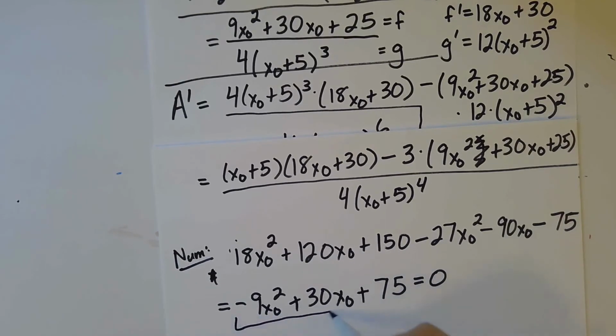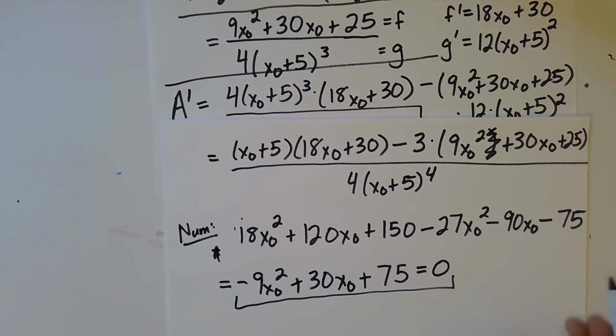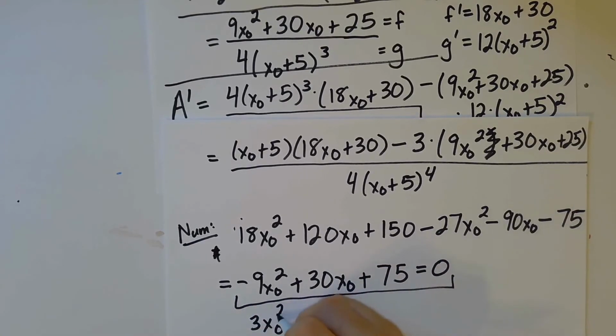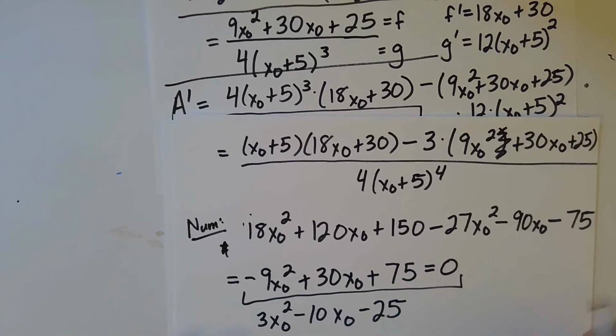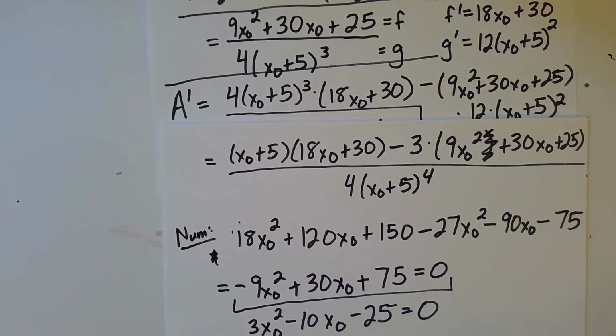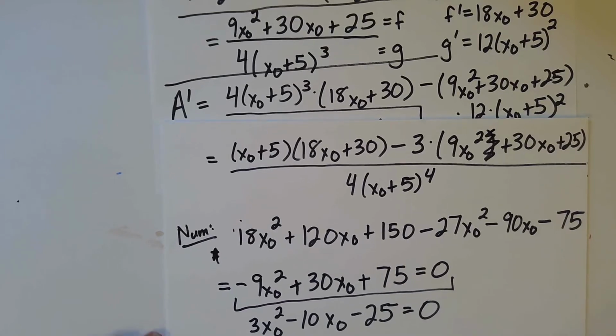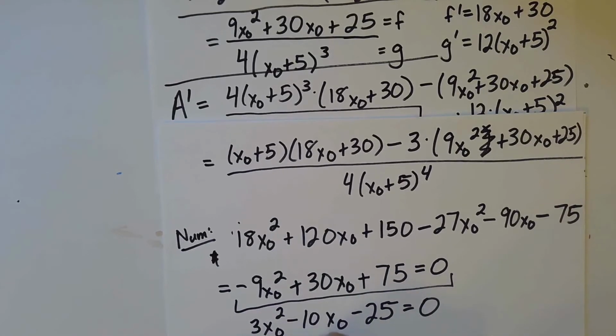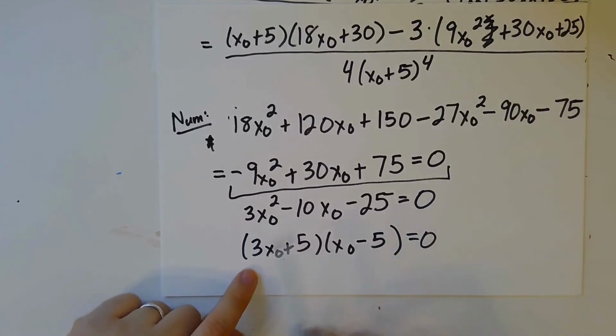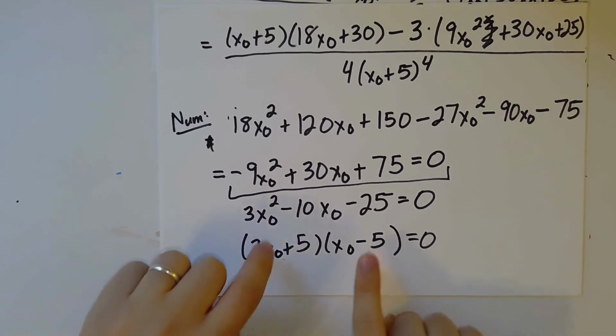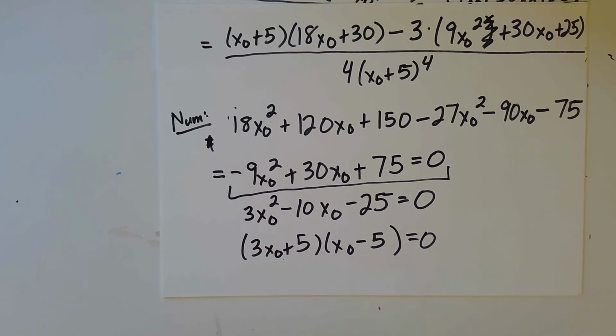So I'm going to divide everything in this equation by minus 3. So that's going to leave me with 3x naught squared minus 10x naught minus 25 equals 0. And then I am going to try to factor this. And upon looking at it, I see, oh, this factorization works. So I get a minus 15x naught and a plus 5x naught. So that means there are two critical numbers here at the end of the day.